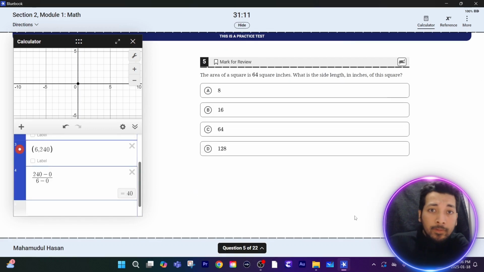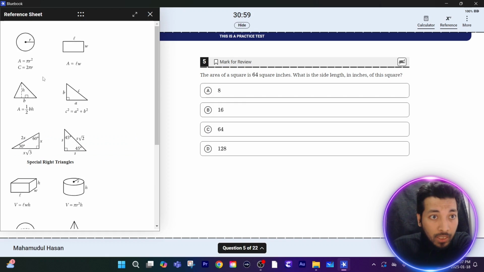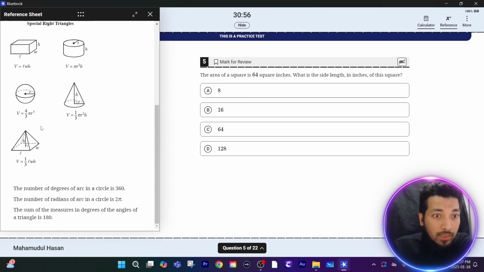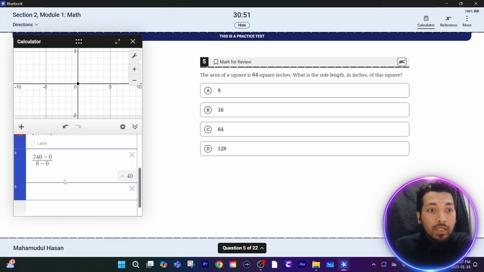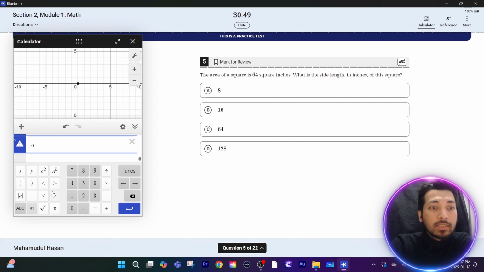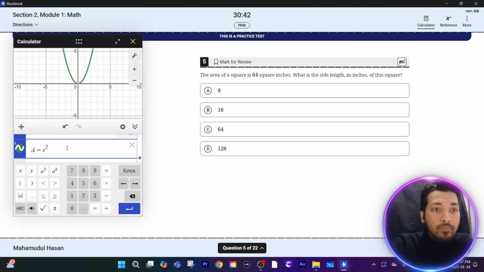Perfect. Okay, let's look at this problem here. The problem says the area of a square is 64 square inches. What is the side length of this square? In this case, we need to use the reference sheet. If you look at this reference sheet, let's see, we don't have the formula of a square. So the area of the square is A equals s squared. In this case, A is equal to 64.